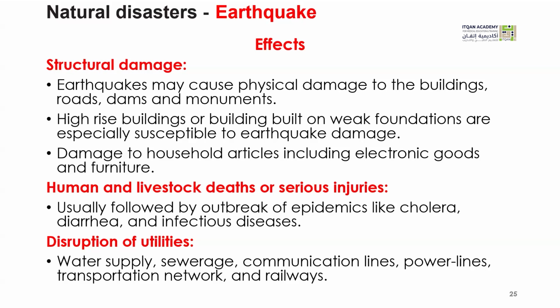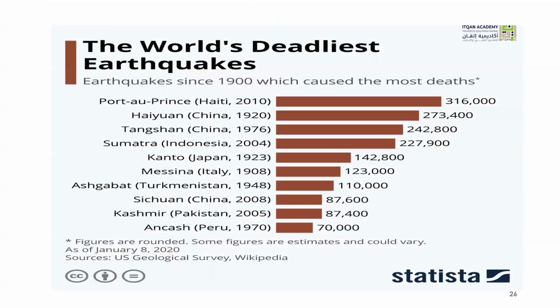Why? Because we lose the regular clean water supply, and the population tends to use contaminated water. Also, disruption of utilities, like, as we said, the water supply, sewage system, communication lines, power lines, transportation, and railways.